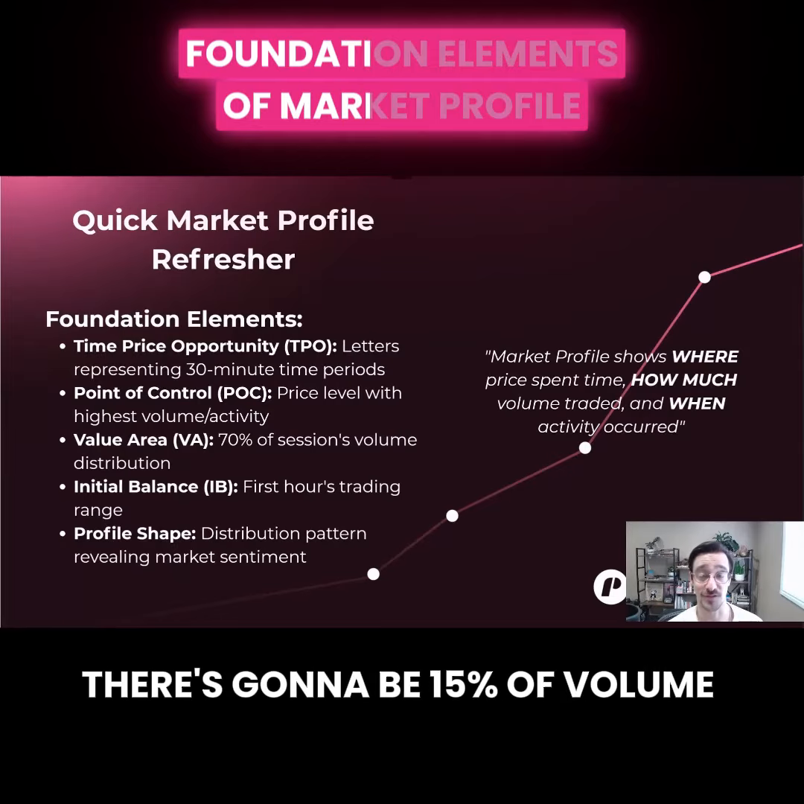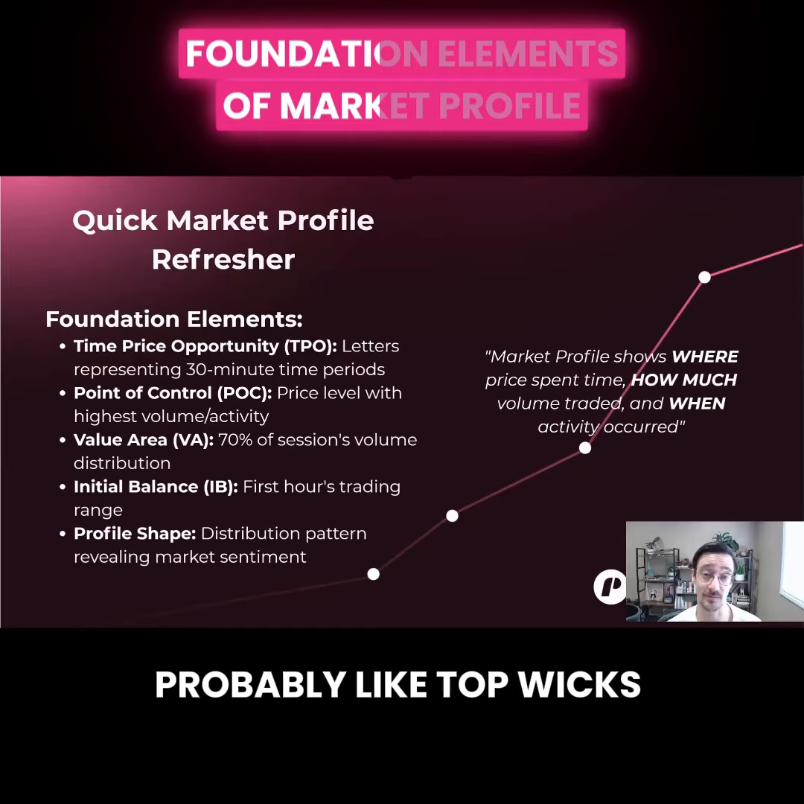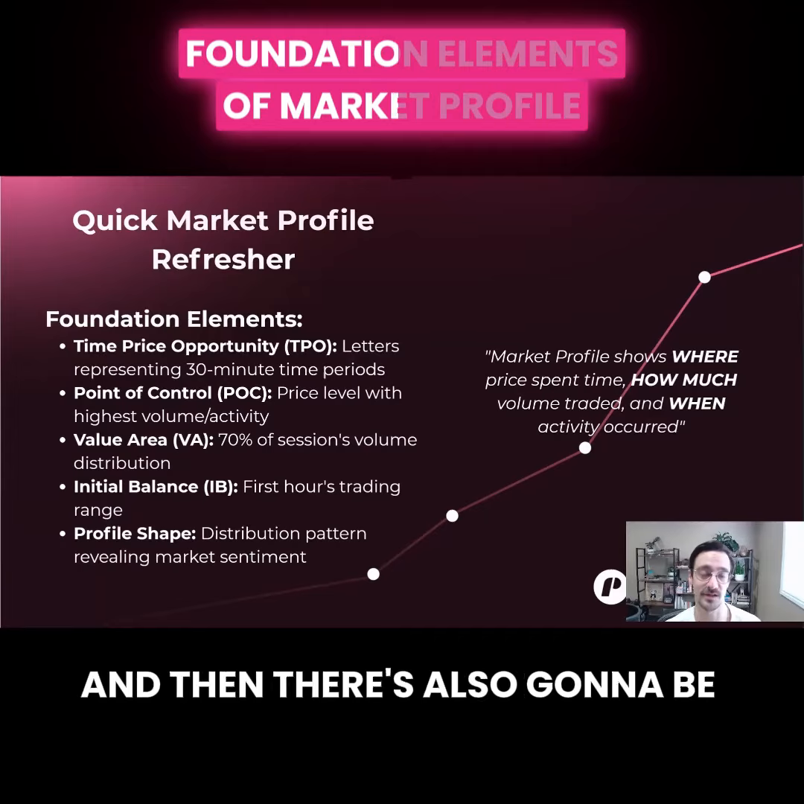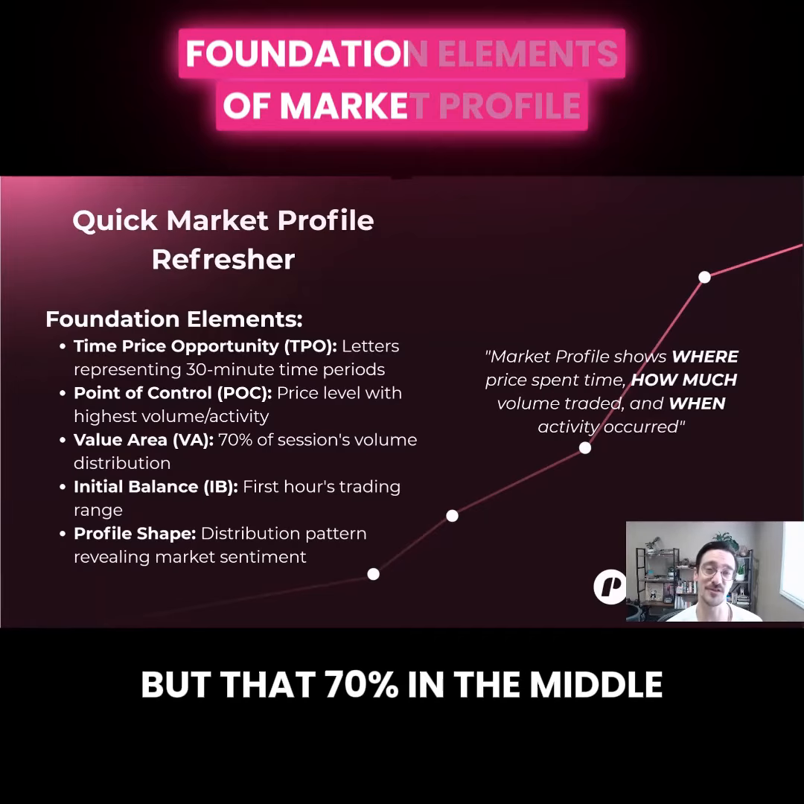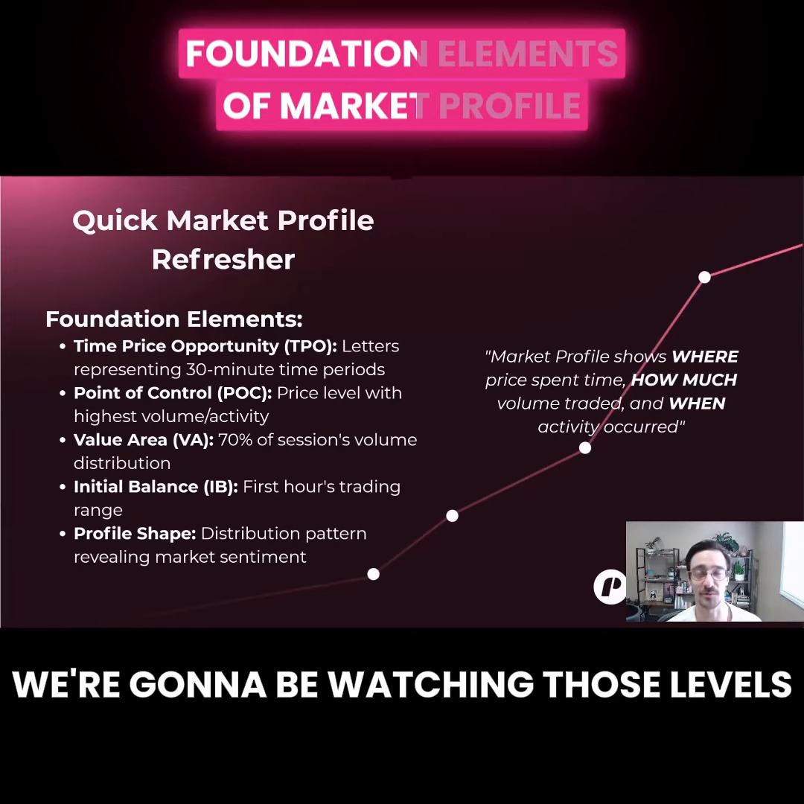There's going to be 15% of volume on the top end of that, probably like top wicks or very low volume trading over the range. And then there's also going to be that on the bottom end. But that 70% in the middle, that's what we really care about. And we're going to be watching those levels.